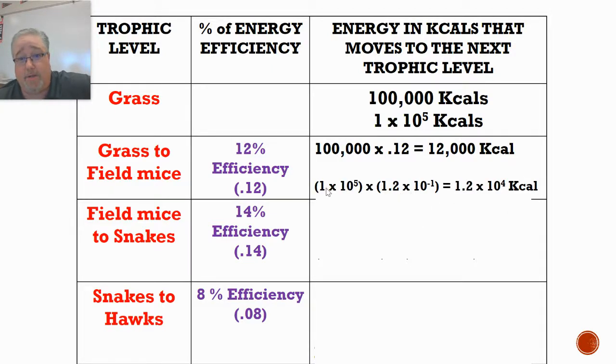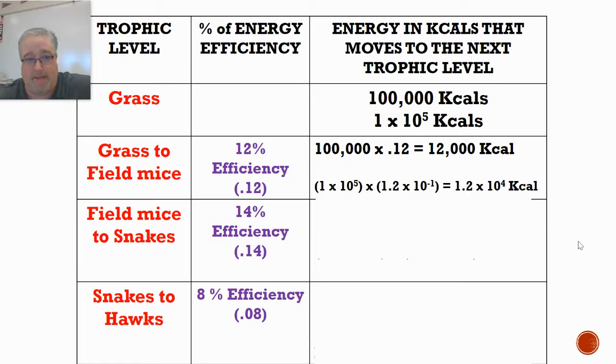Of course, you can always punch it in this way as well. So if you're using a scientific calculator, you can punch in 1 exponent 5 instead of 100,000, times 1.2 exponent -1 instead of 0.12. Regardless, you get the same answer. 12,000 kilocalories is the same thing as 1.2 times 10 to the fourth kilocalories. So either one of these is acceptable.